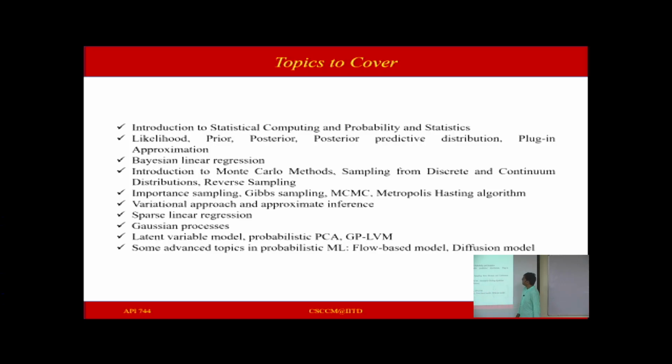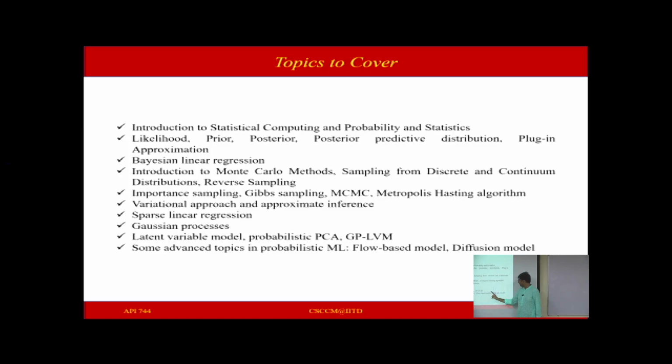And then we will talk about unsupervised learning. We'll talk about unsupervised learning in a short while. So we'll talk about probabilistic PCA, latent variable model, and GPLVM is also an unsupervised learning method. And we'll end the course with probabilistic neural networks, mainly two models, the diffusion model and the flow-based model. These two are popular generative models that you can use to generate new music, new images, new videos, and so on and so forth. So that is where we will end the course.